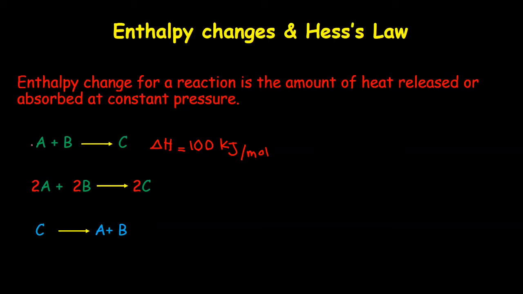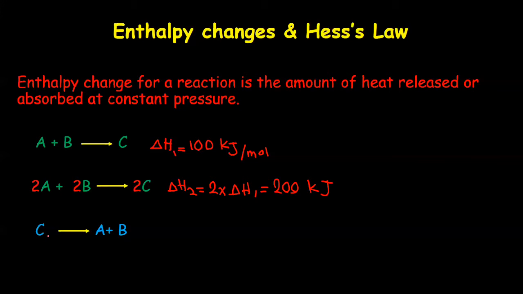If I have a chemical reaction A plus B giving me the product C, and delta H of this reaction is 100 kilojoule per mole, then I want to find delta H of this reaction. If you look at the second reaction, you see if I times reaction number 1 by 2, I can get this reaction number 2. So if this one is delta H1, delta H2 actually is 2 times delta H1. So it means 200 kilojoule.